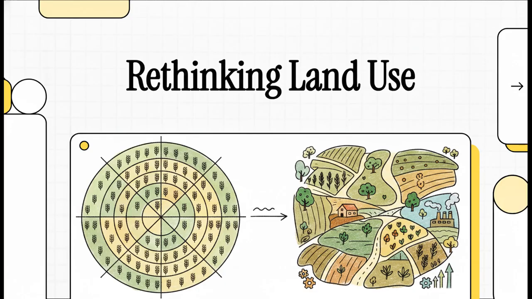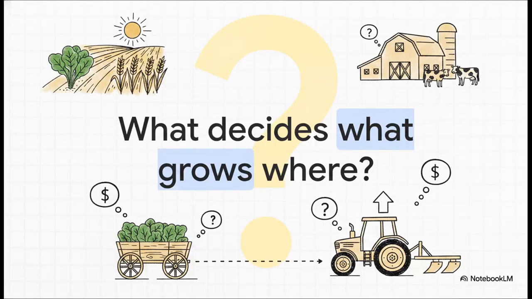Today, we're diving right into a fundamental question about how humanity decides what grows where. We're going to shift our perspective from this perfect, highly mathematical 19th century map of the world all the way to the messy, deeply human territory of modern agriculture. We'll be looking at two very different ways of understanding land use, blending some classic economic geography with some really cutting-edge modern research. So let's get right into it.